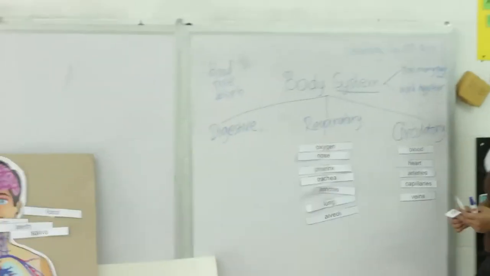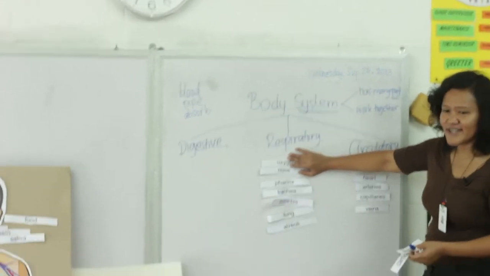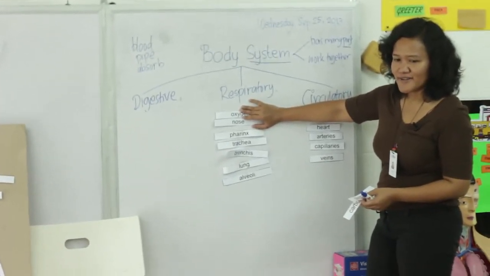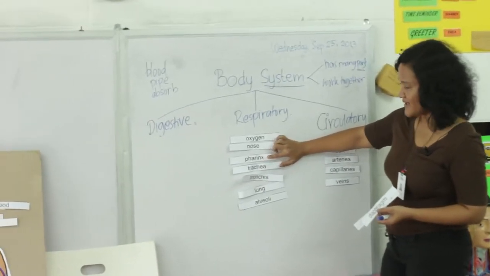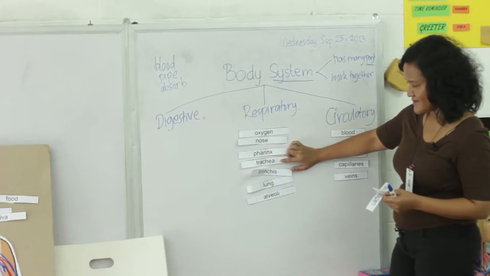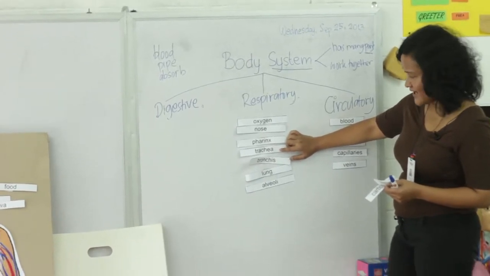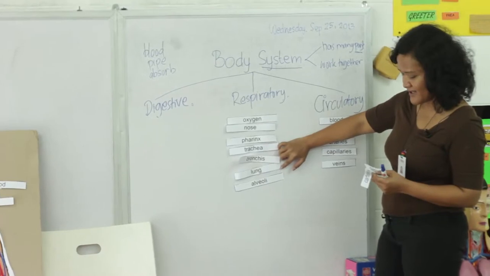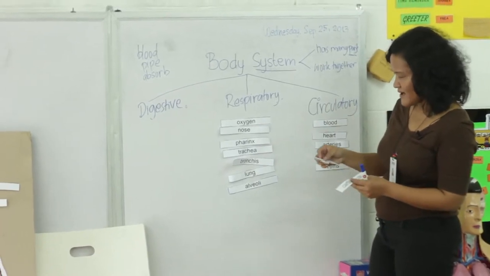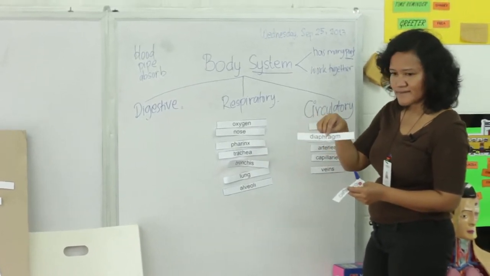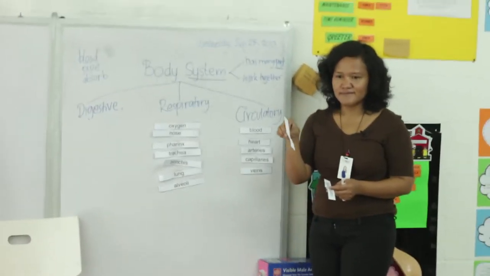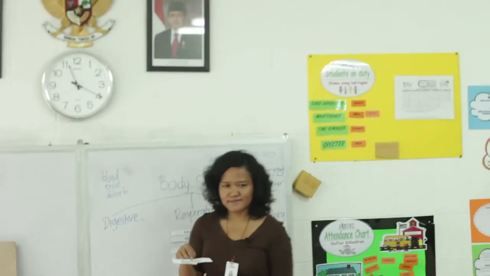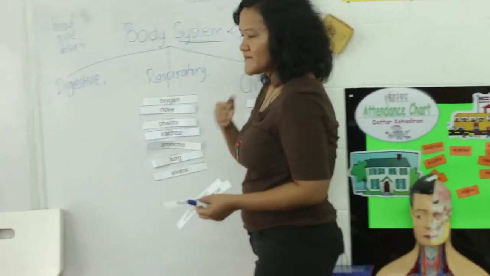Okay, so let's start again. The oxygen goes inside our body through the nose, and then pharynx, then pharynx is also trachea, voice box, okay, lung, alveoli. Okay, how about this? Diaphragm. After alveoli. Where is the position? Respiratory. I know. After alveoli. Right here. Okay. After alveoli is respiratory.